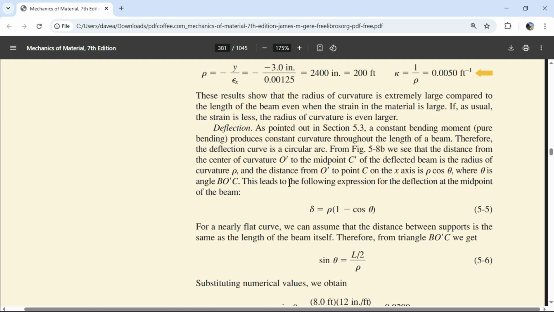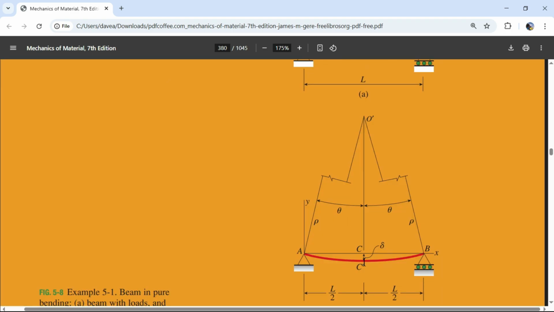Cool. This leads to the following expression for the deflection. Now, how would you find this deflection? Well, we know this total distance from the center of the circle all the way to the neutral axis, we're calling C prime. That is going to be, and this is fascinating, they should actually draw this larger because this beam has thickness. It's 6 inches thick. And the neutral axis is where C prime is.